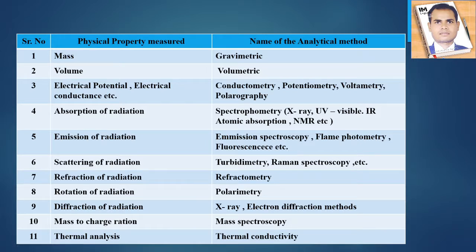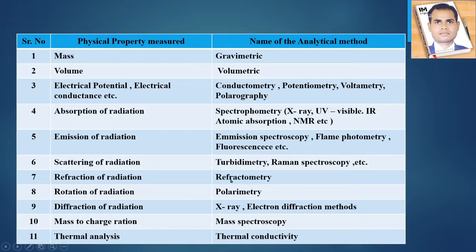The next analytical methods are emission spectroscopy, flame photometry, and fluorescence. In this technique, we can measure the emission of radiation. Some atoms are continuously emitting radiation, and that radiation we can measure with the help of this analytical technique. Turbidimetry and Raman spectroscopy: in this technique, we can measure the scattering of radiation. Some elements scatter radiation, and that we can measure with the help of turbidimetry.